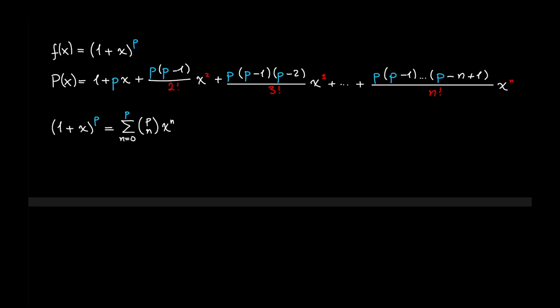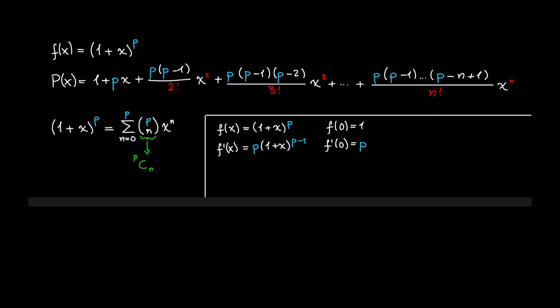Now, I'm not going to tell you where this formula comes from. I'm going to challenge you to do what we did in the last video and arrive at this formula beginning with our function 1 plus x raised to the power of p. Just as a head start and a hint, I'm going to tell you that f of x is 1 plus x raised to the power of p, so f of 0 is 1.